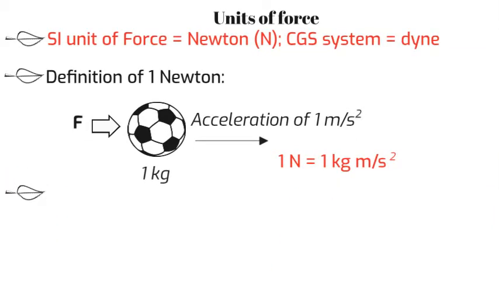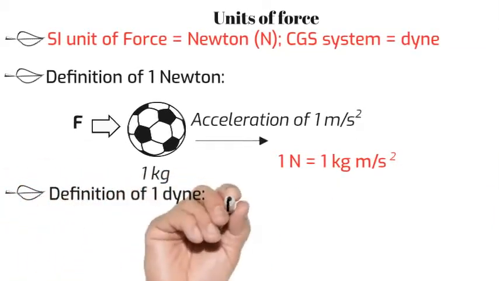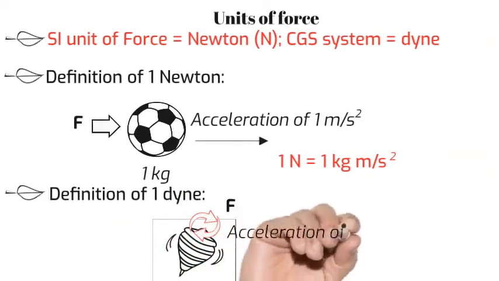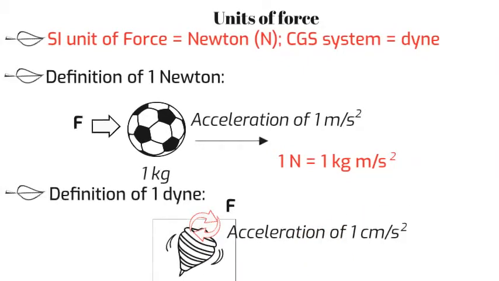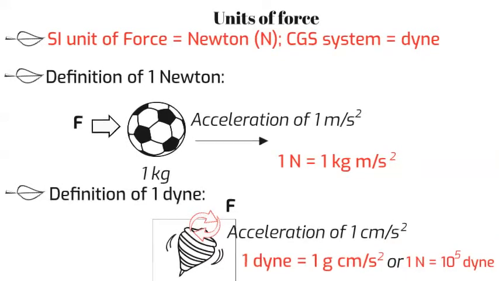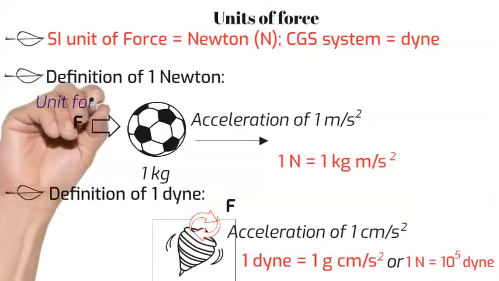Definition of 1 dyne. The amount of force required for a body of mass 1 gram to produce an acceleration of 1 centimeter per second square. That is, 1 dyne equals 1 gram centimeter per second square. Also, 1 Newton equals 10 power 5 dyne. Unit force. The amount of force required to produce an acceleration of 1 meter per second square in a body of mass 1 kilogram is called unit force.